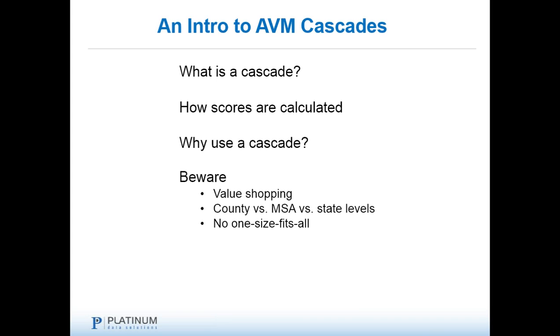But in the use of a cascade, there are several things you want to be aware of, you want to be careful of. One is to avoid value shopping. And this may not be quite as common today or as big a problem as it was back when AVMs were first introduced. But in any case, the regs are very clear that you don't create a cascade that simply shops for a value. And what that means is you cannot keep running AVMs until you find an AVM that gives you a value that makes your deal go through, that works for the deal.